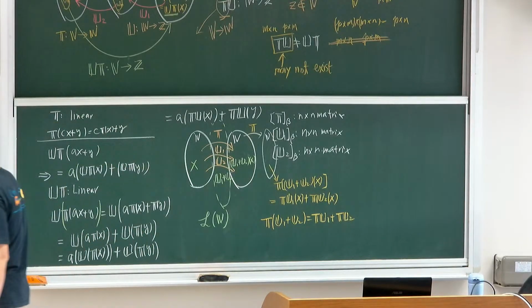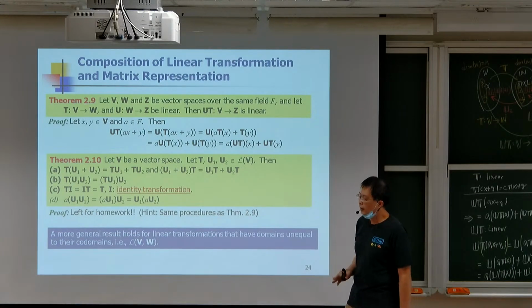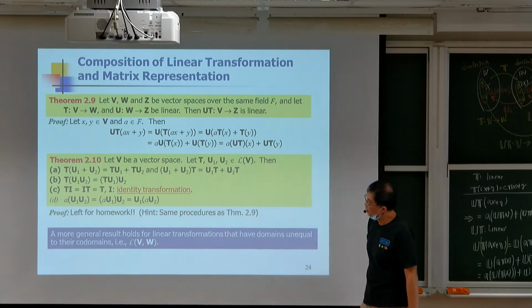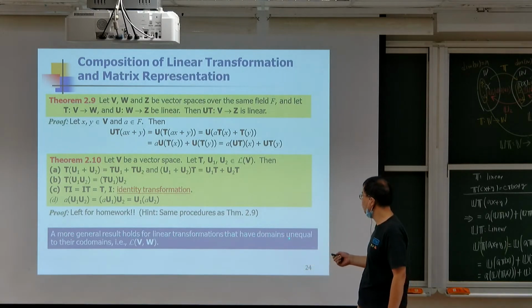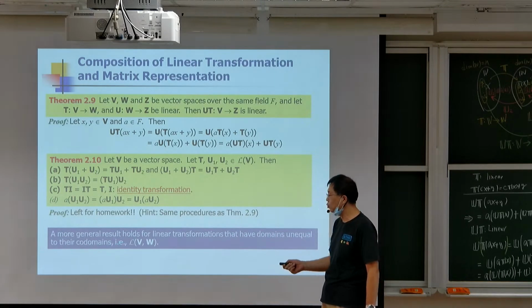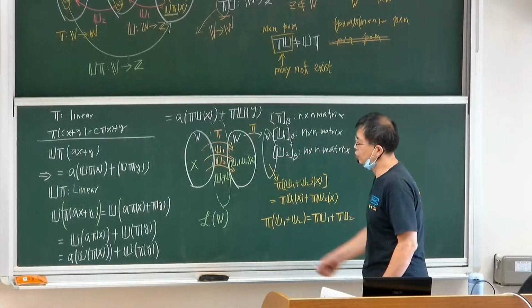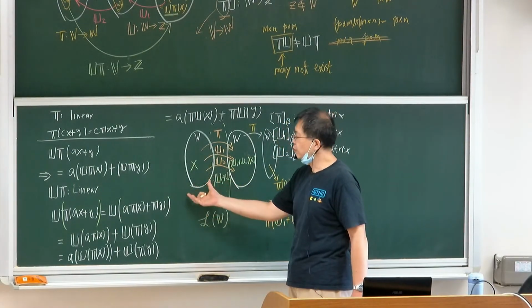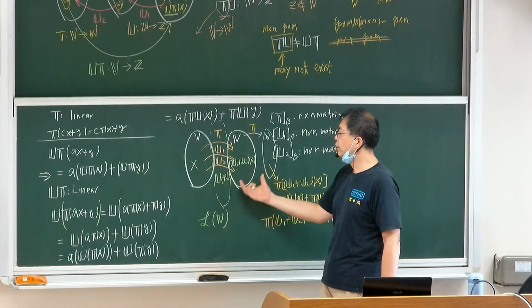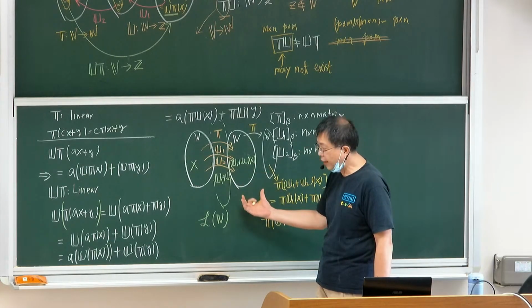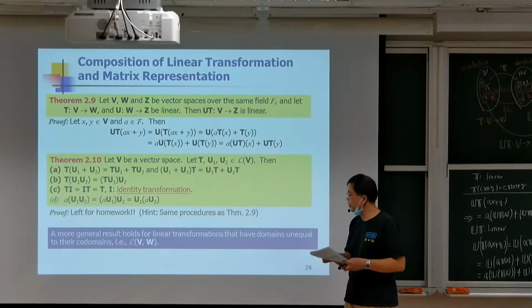Okay, but right now what we have to be cautious about is that, from the textbook, it says a more general result holds for linear transformations that have domains unequal to their codomains. So what do domain and codomain mean? Actually, it's just the source vector space. We call the source vector space the domain. And after transformation, we call the destination vector space the codomain. Okay, which is roughly the same idea.